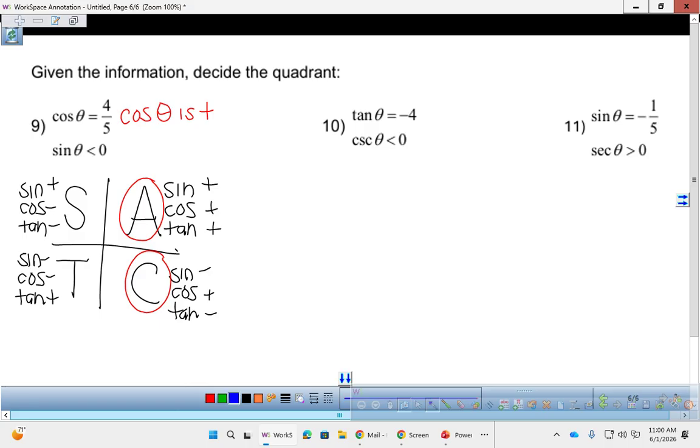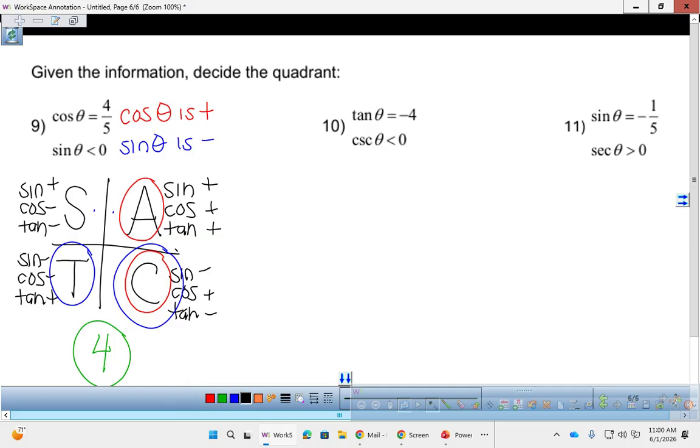Then I look at the second piece of information. Sine of theta is less than 0. What this is telling me is that the sine of theta is negative, because if the number is less than 0, then it's negative. So now I'm looking to figure out the two quadrants where sine is negative. Sine is positive in 1 and 2, which makes it negative in 3 and 4. And so my answer is where both of the answers occur, which is quadrant 4 for this one. You okay with that? All right, let's look at the next one.